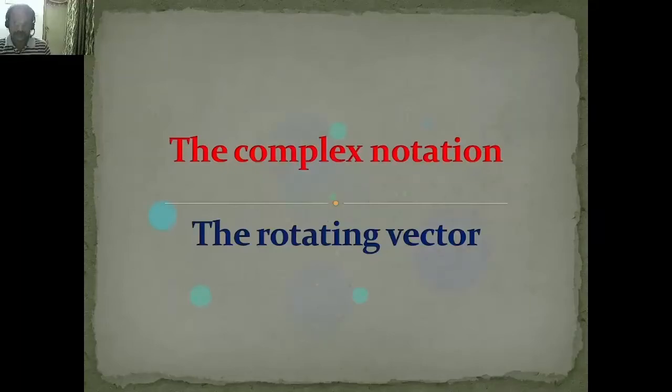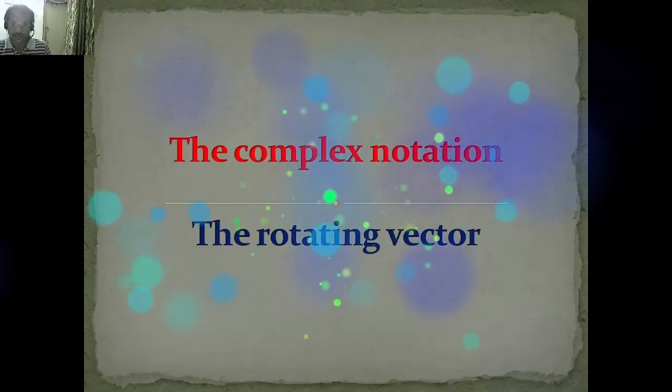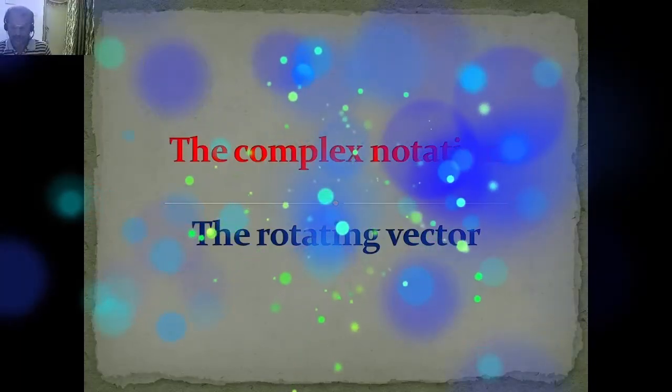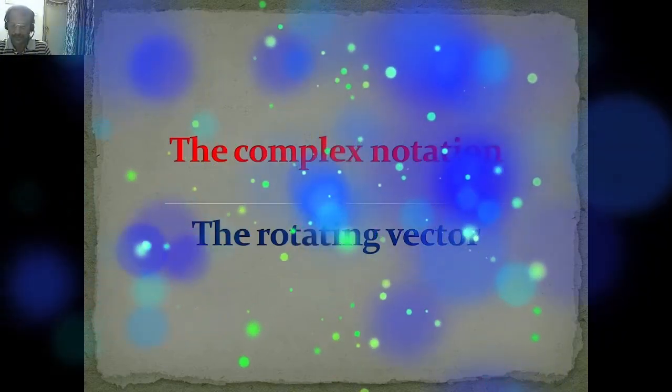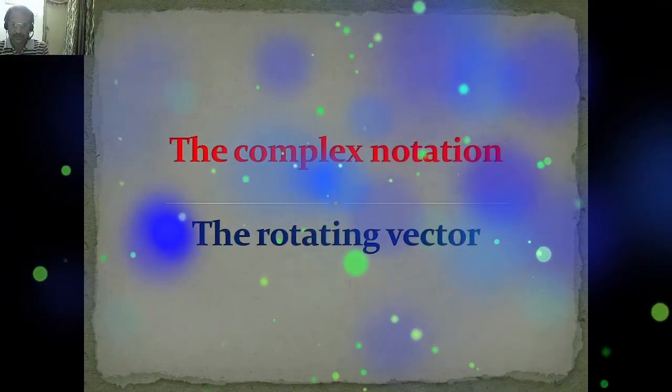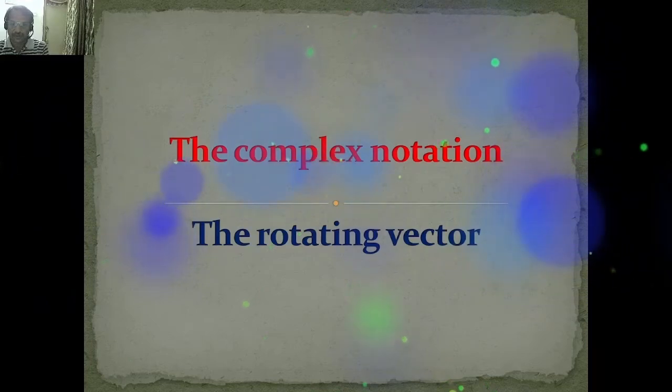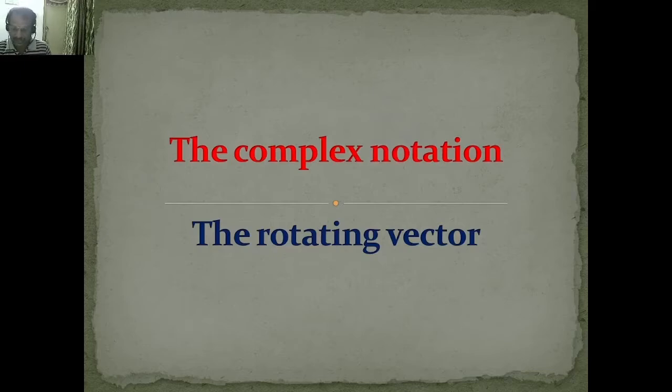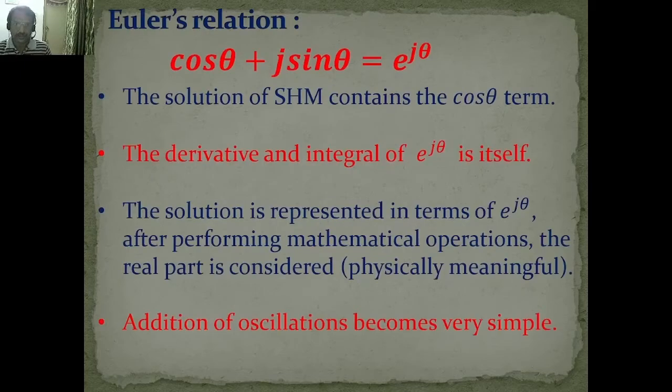Hello everyone, in this video I am going to look at the complex notation used for describing the simple harmonic motion. In my earlier videos I have shown the rotating wave and how a circular motion can be used to describe a simple harmonic motion. Please look at my earlier videos on that. So the solution of a simple harmonic motion contains a cos theta term. And if you look at Euler's relation, which shows cos theta plus j sin theta is e power j theta.